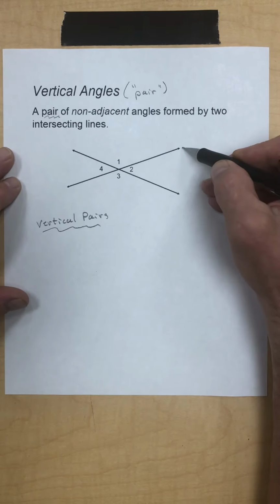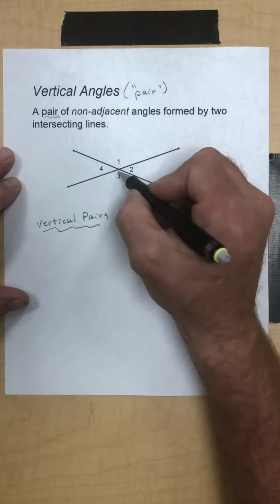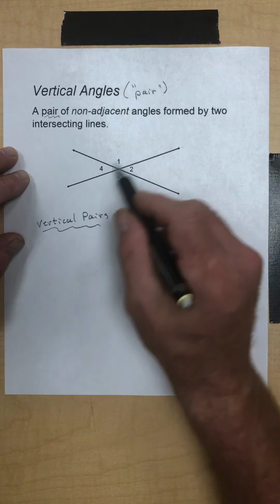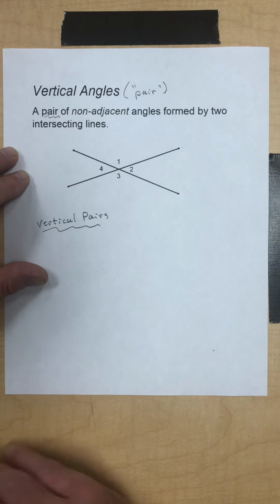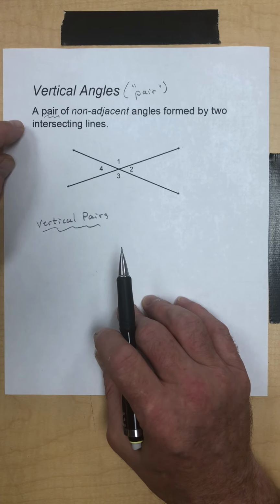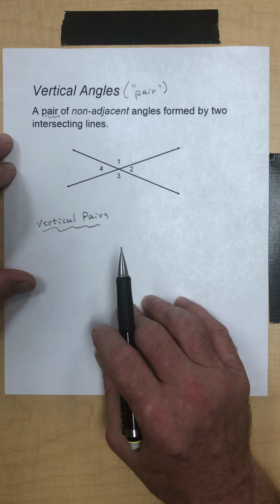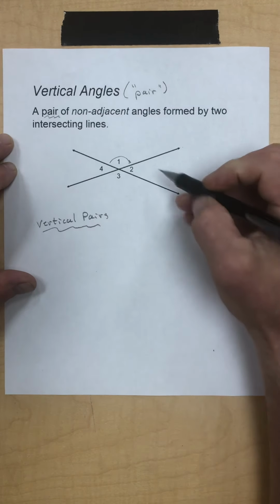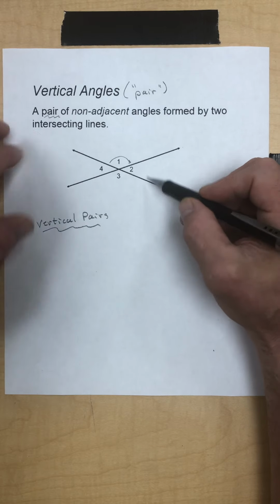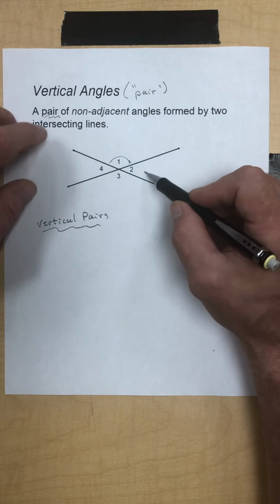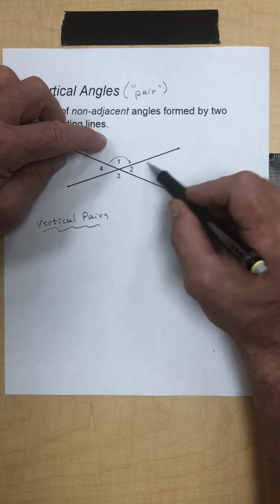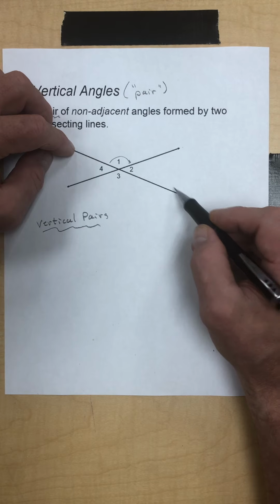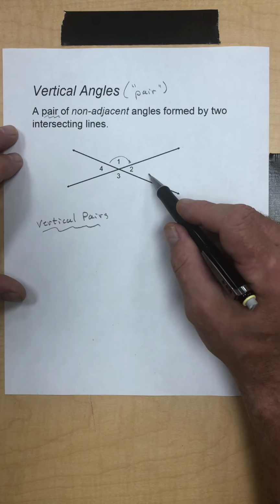Okay, so I have this line and this line intersecting at a point, and we know they only intersect once, okay, and I have these four angles that are formed. And so if we pair things up as non-adjacent, let's say I start with angle 1 right here, well, it's adjacent with 2 because it shares a side. Angle 1 and angle 2 share a side right here, and their non-common sides form a pair of opposite rays. So 1 and 2 are definitely adjacent.